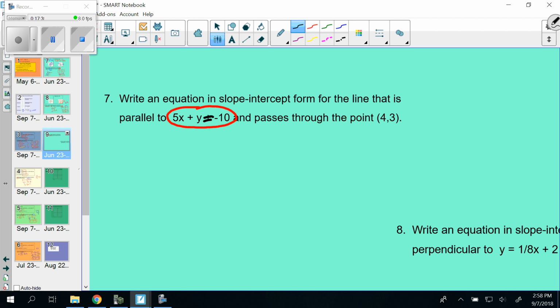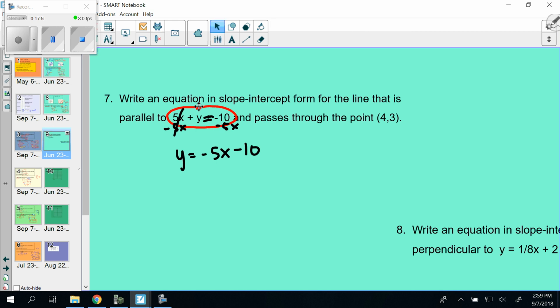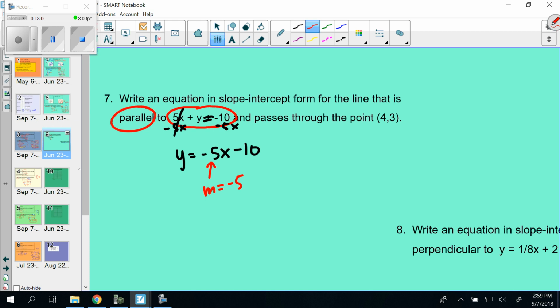Well, this one we could get in slope-intercept form by subtracting 5x to the other side, getting rid of that. So now we've got y equals, and we can't take 10 minus 5x, they're not like terms, but we can just write it as -5x minus 10. So now that is in slope-intercept form. And what that does is let us know our slope here is -5. And if our line's going to be parallel, then we know we want to use the same slope. See if you can use this information now to get the equation of that parallel line.